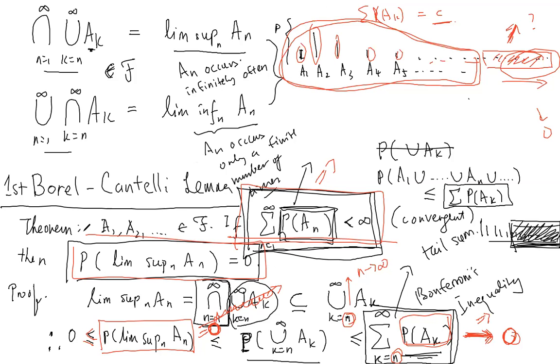So this is one important result. Later we will see how to use this result to prove some important theorems. Okay. So first, Borel-Cantelli lemma, very simple. If you have a set of events in the sigma field, and the sum of the probabilities of these events is convergent, then P of lim sup is equal to 0. Okay.